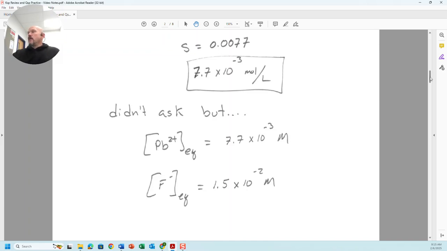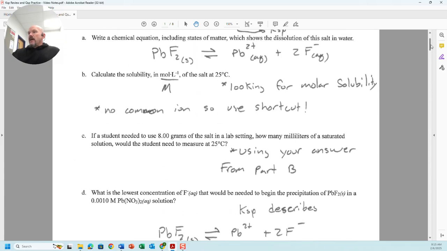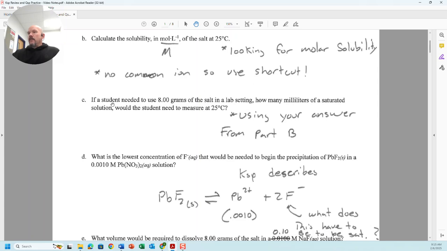Okay. All right, so let's go back up. What's our next question? C. So it says, if a student needed to use 8 grams of the salt in the lab setting, how many milliliters of the saturated solution would they need to measure at 25 degrees Celsius? So understand, the molar solubility we just solved for is the molarity of a saturated solution. So that's moles per liter.